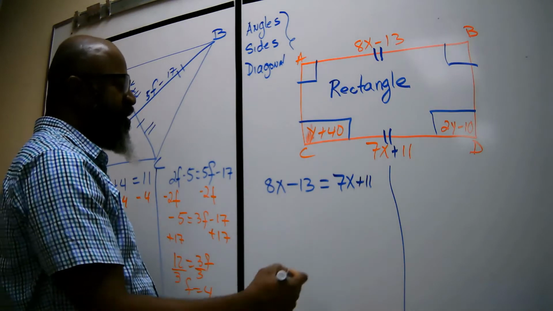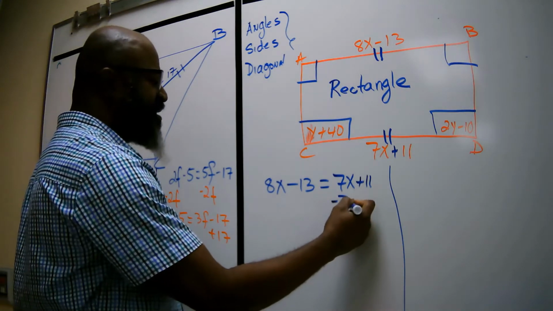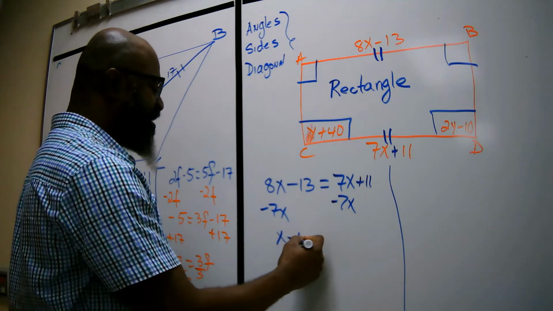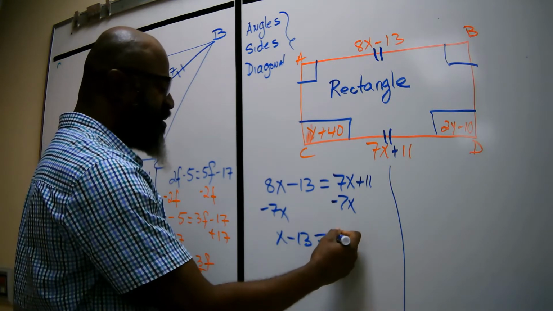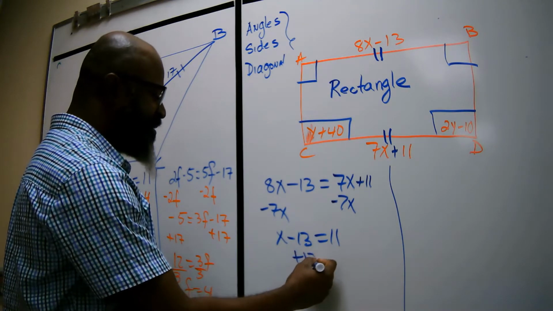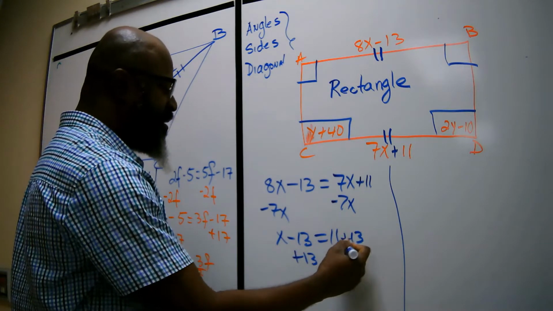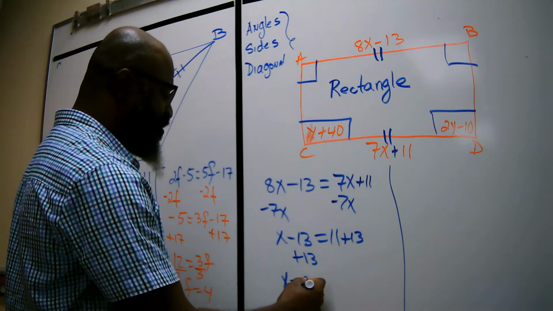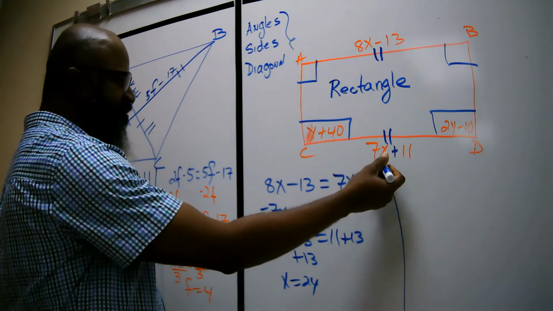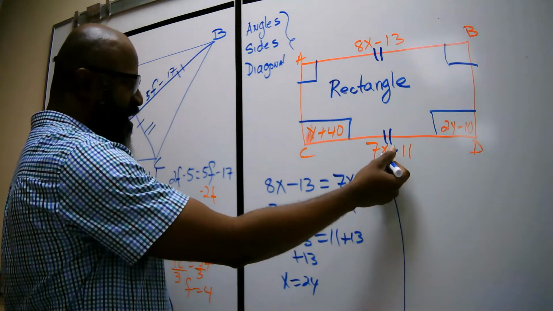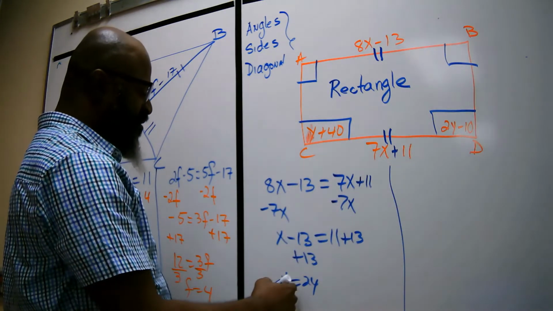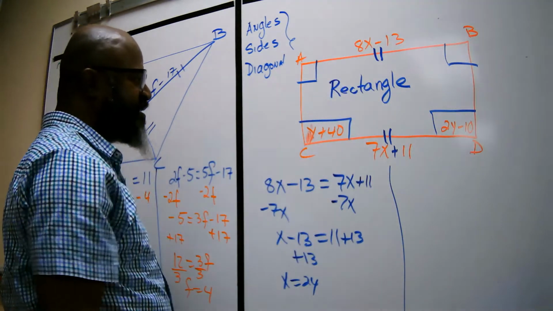So I'm going to solve for x. I'm going to subtract 7x from each side. Then I will have x minus 13 is equal to 11. So in this case, I will have to add 13. In this case, x is 24. That's one way to solve. If you want to find the length, you will have to multiply 7 times 24 plus 11, or 8 times 24 minus 13.